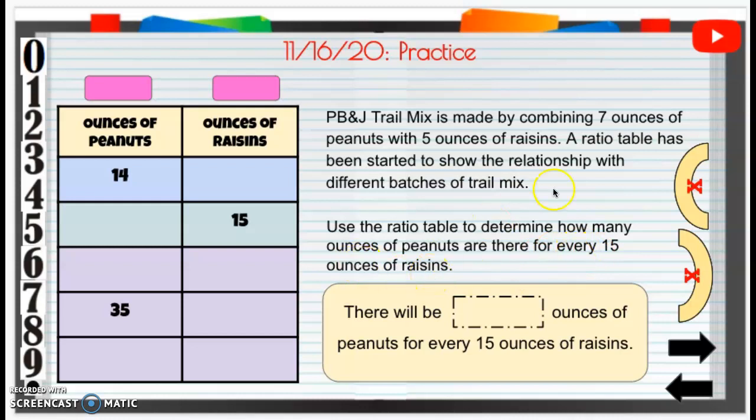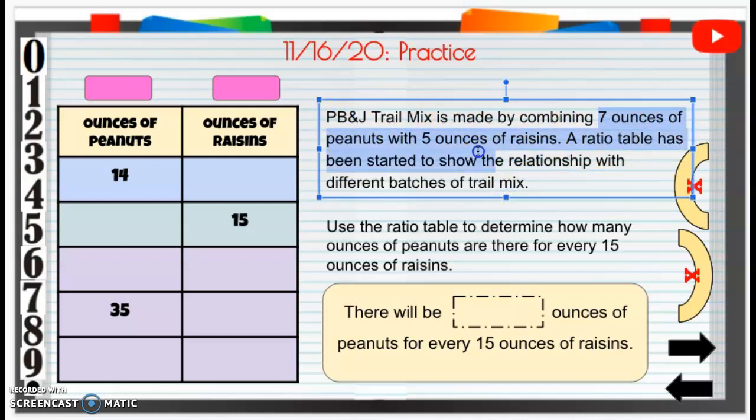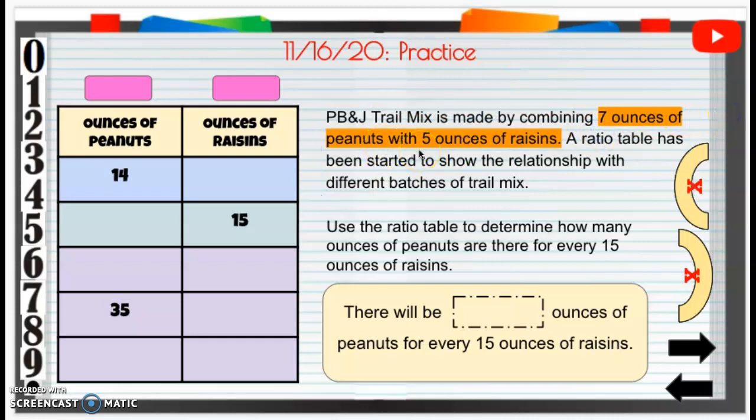All right, so the first thing we need to do is finish this table here. We have different parts in our table, so what's really going to help us is what it says in our problem. It says PB&J is made by combining 7 ounces of peanuts with 5 ounces of raisins. So ounces of peanuts, 7. I'm going to put a 7 up here. Ounces of raisins, 5. I'm going to put a 5 up here.